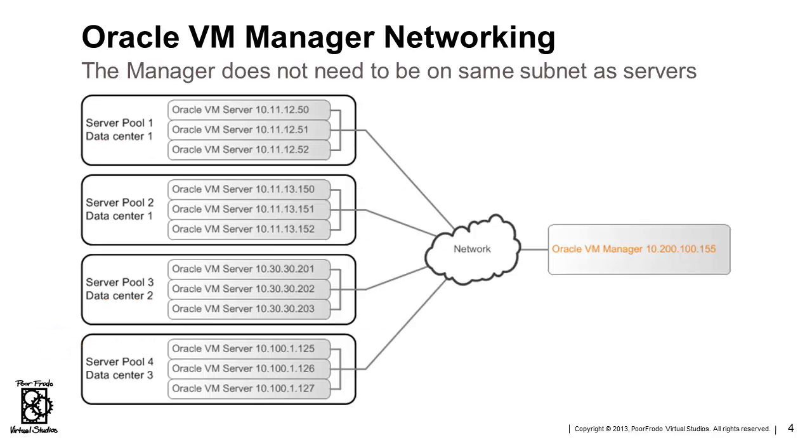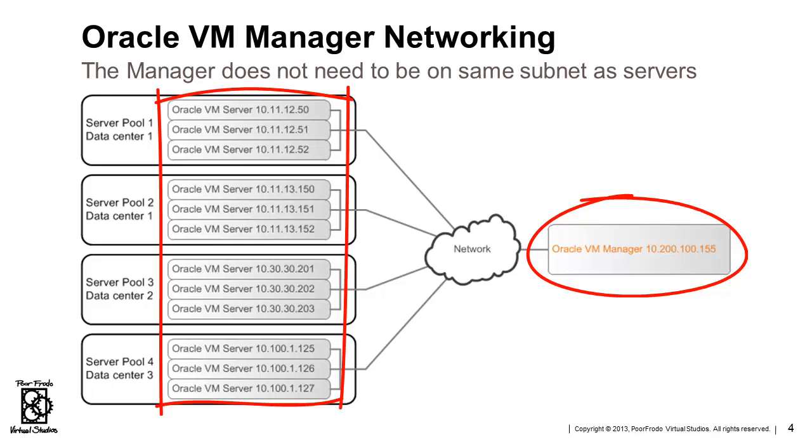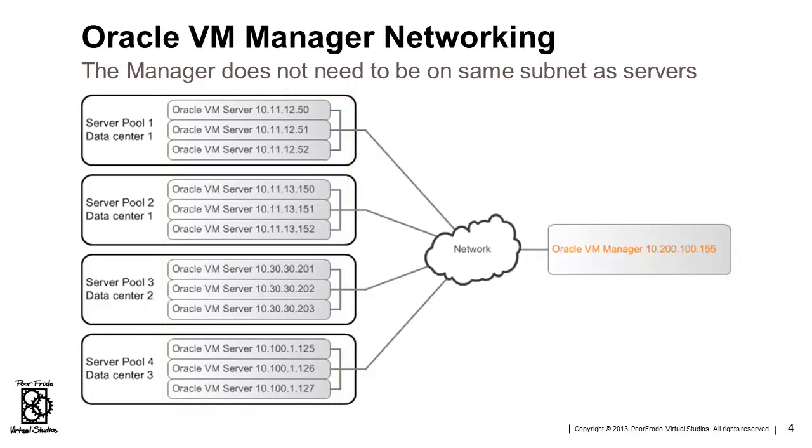So let's talk about the network access that Oracle VM Manager needs to communicate with the servers. The basic takeaway from this slide is that the Oracle VM Manager does not need to be on the same exact subnet as the servers it is managing. The manager can control multiple server pools anywhere on the planet as long as you can communicate with the servers in each pool from where the Oracle VM Manager is installed.